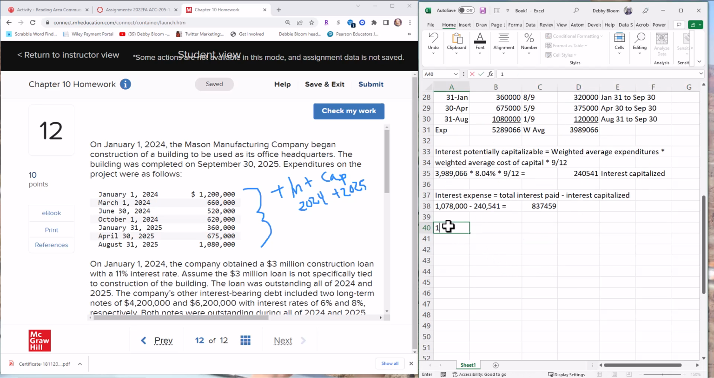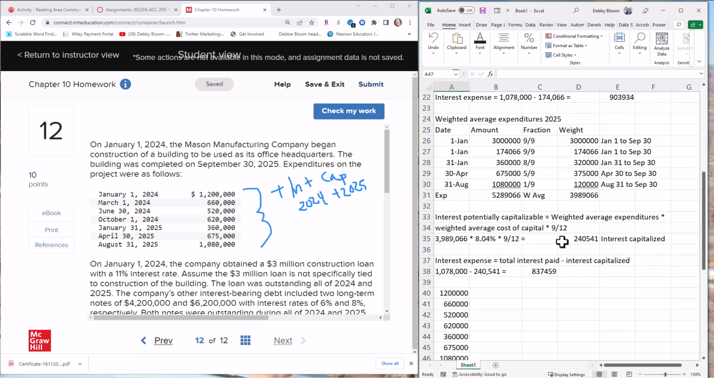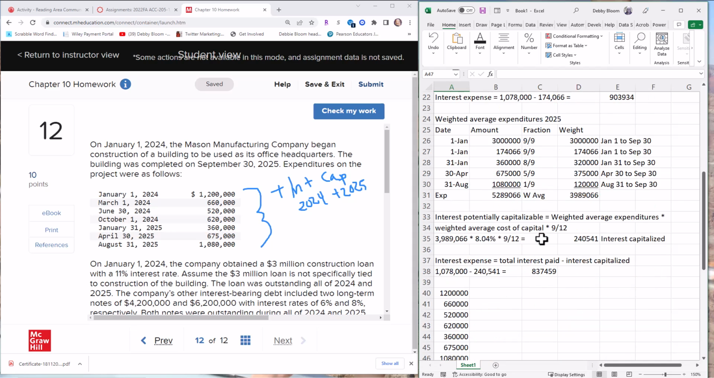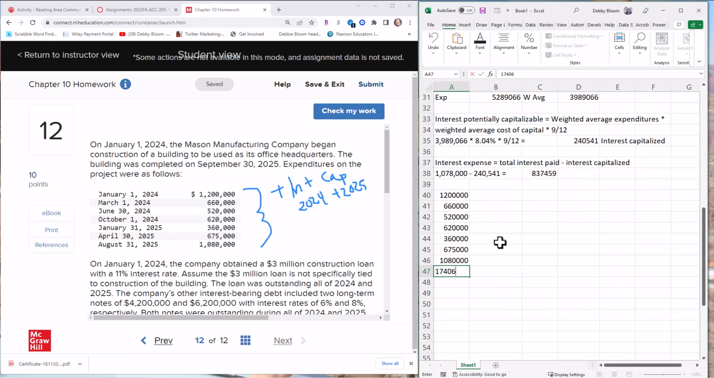So I have 1,200,000, I have 660,000, I have $520,000, I have $620,000, $360,000, $675,000, $1,080,000. So I've copied down all of those numbers, and then I have my 2 interest capitalized, 174,066 and 240,541. And we know that those numbers are correct. We got them correct in the first part.